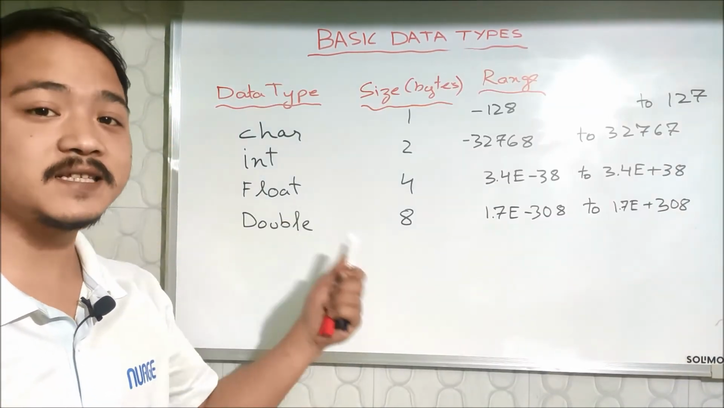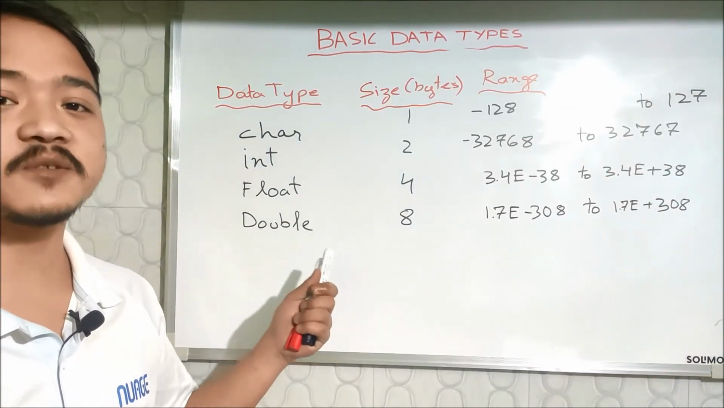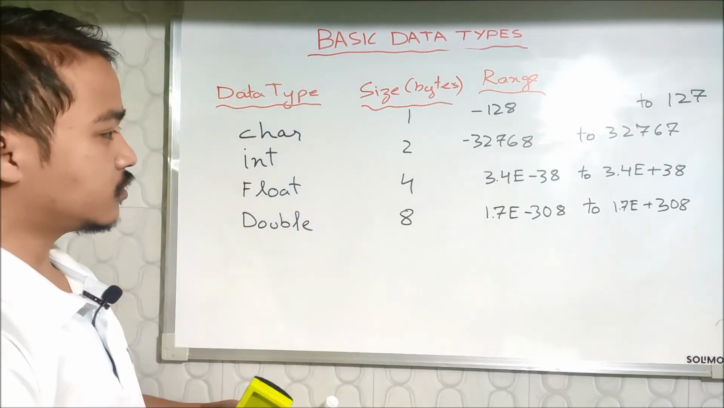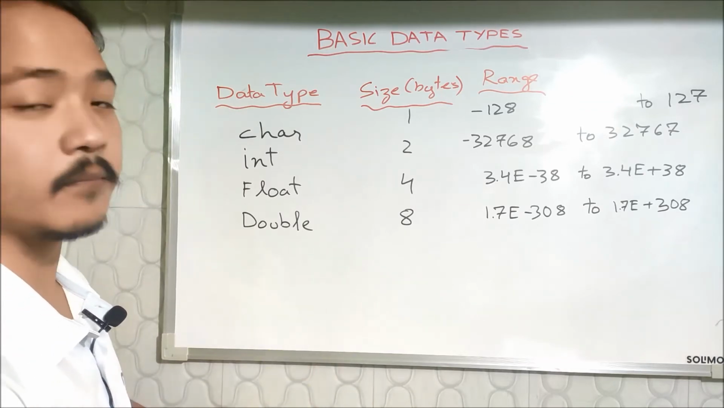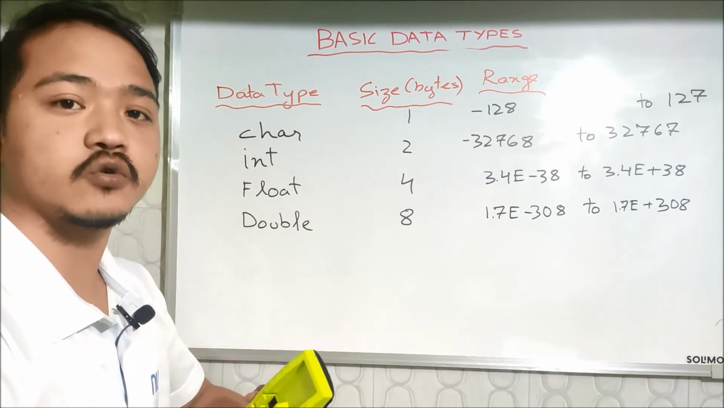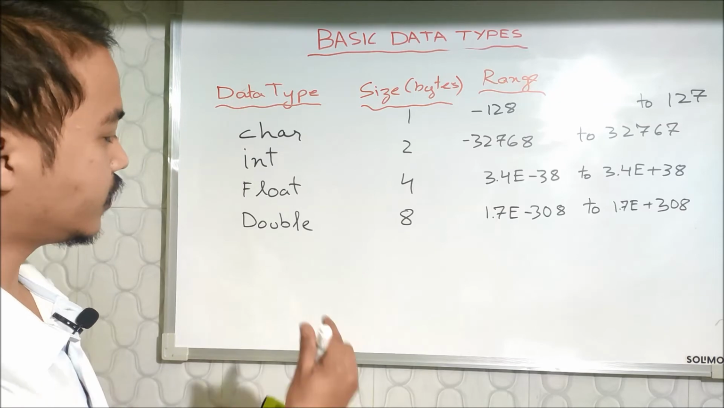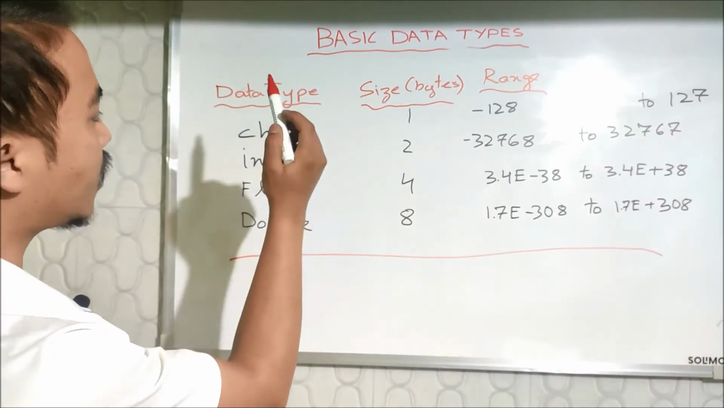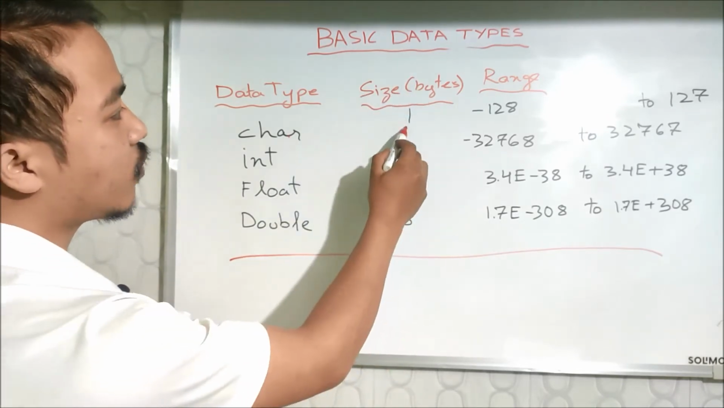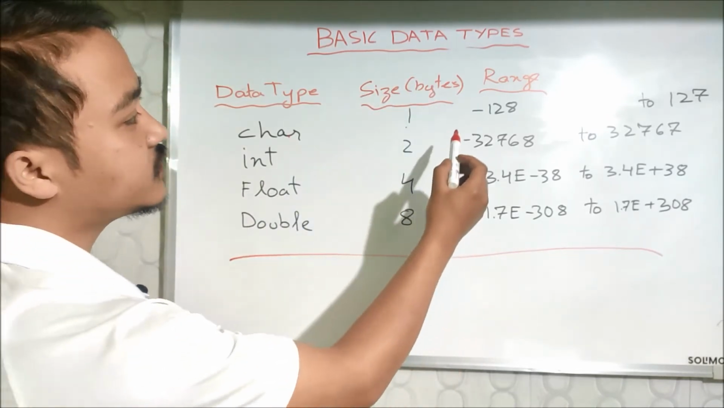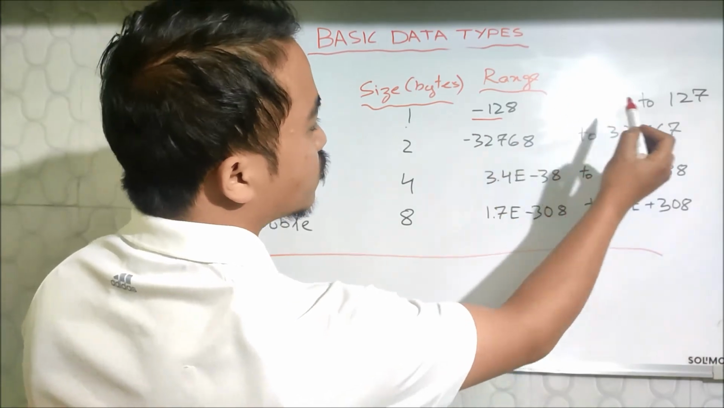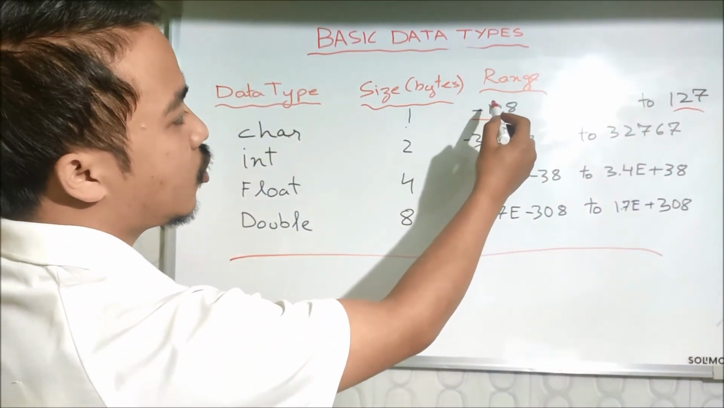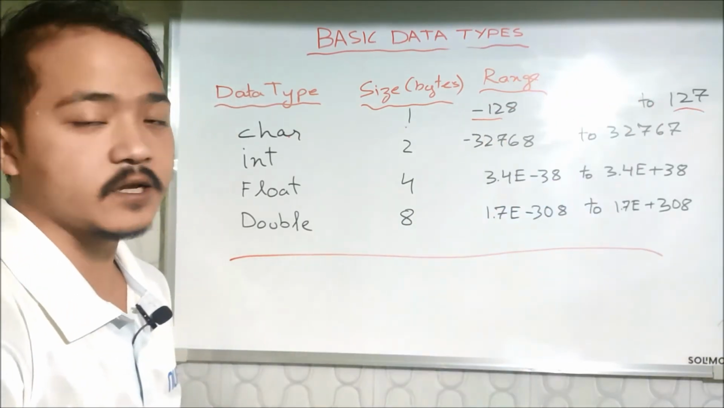So this is the basic tabular format explanation of the basic data types of C programming. It is just a summary of what I have discussed with you earlier. So we have 4 basic data types. We have the char, which takes the size of 1 byte, and the range is from -128 to 127. Why do we say a character stores a range of -128 to 127?